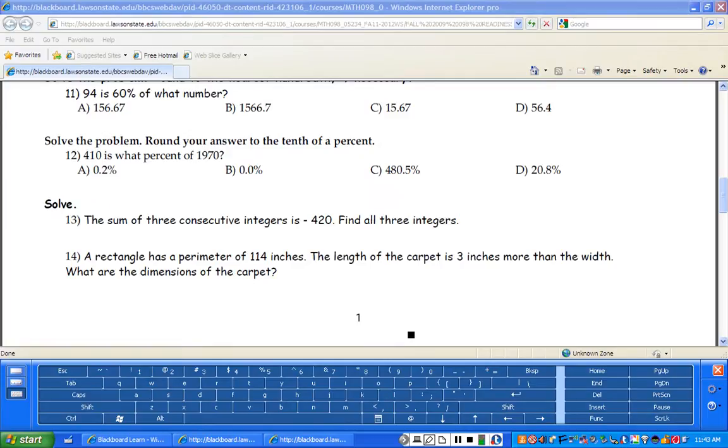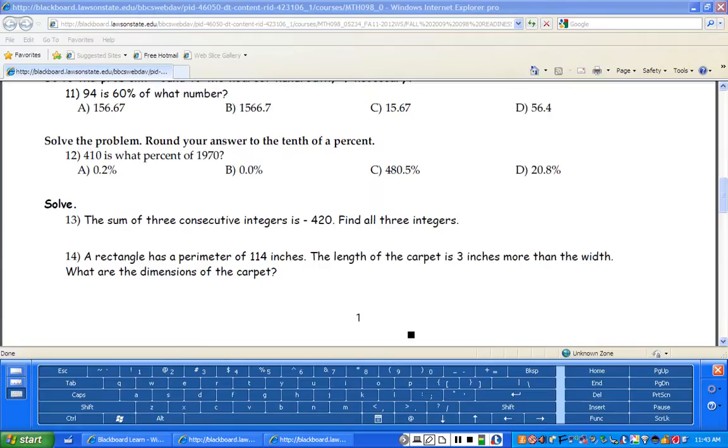Alright, so what we need to know is for consecutive integers, that means the numbers are back to back to back. So 1, 2, 3, 5, 6, 7, 22, 23, 24. Alright, so 3 numbers that are back to back to back, 3 integers. Okay, and when we're talking about integers, again, we're talking about all whole numbers, 0 to infinity as well as 0 to negative infinity.